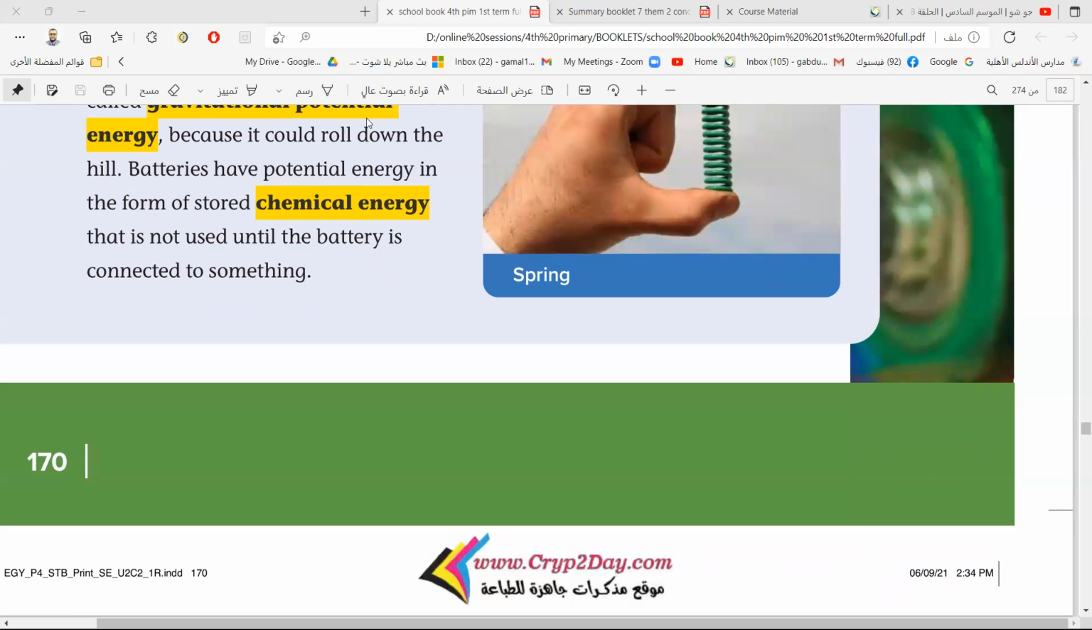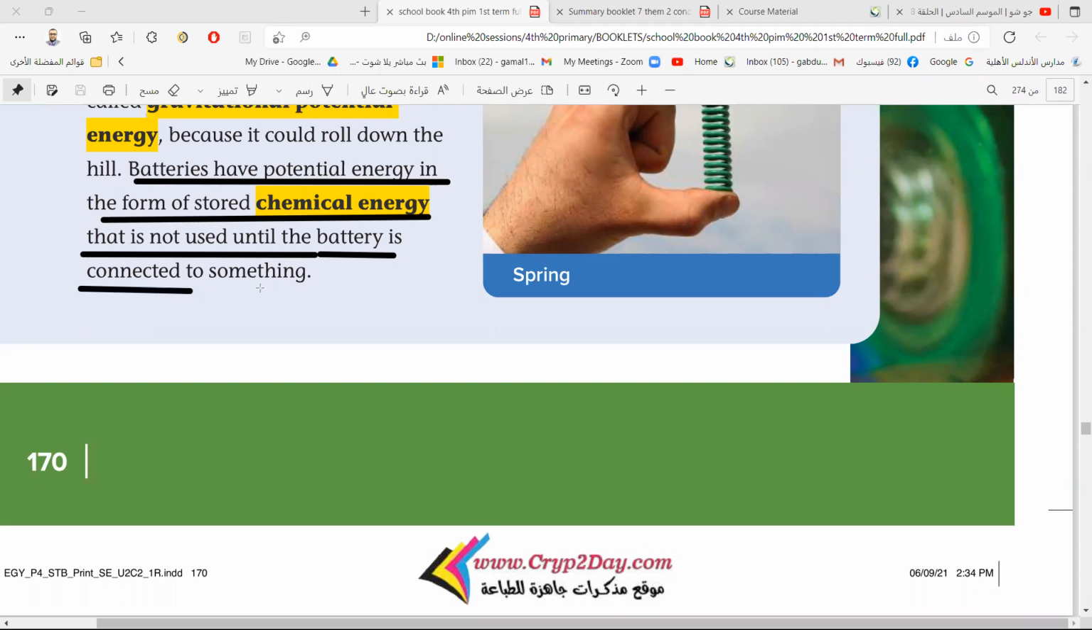And also, the battery has chemical energy. Yes? The chemical energy is stored energy. The battery stores chemical energy. It is a stored energy called chemical. You can say it is also a potential chemical energy. The battery has potential energy in the form of stored chemical energy. So the chemical energy is considered as stored potential energy. The chemical is also stored. Any stored energy is called potential.